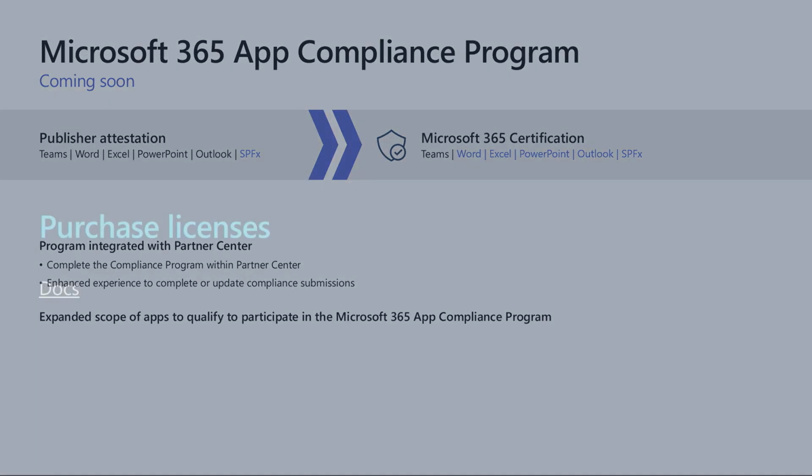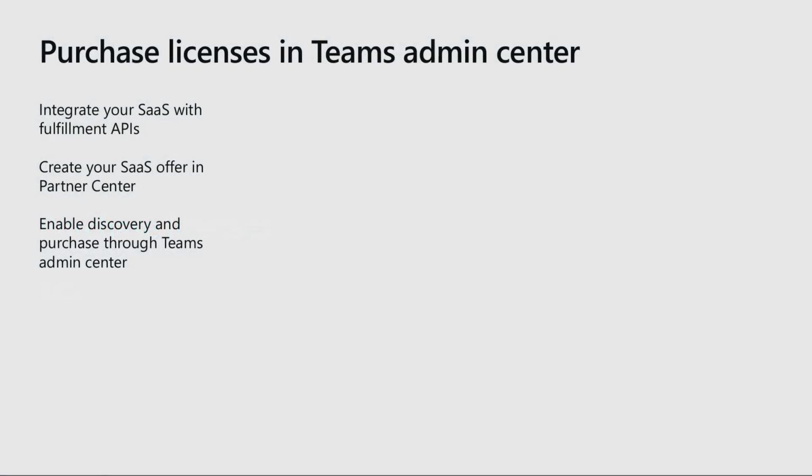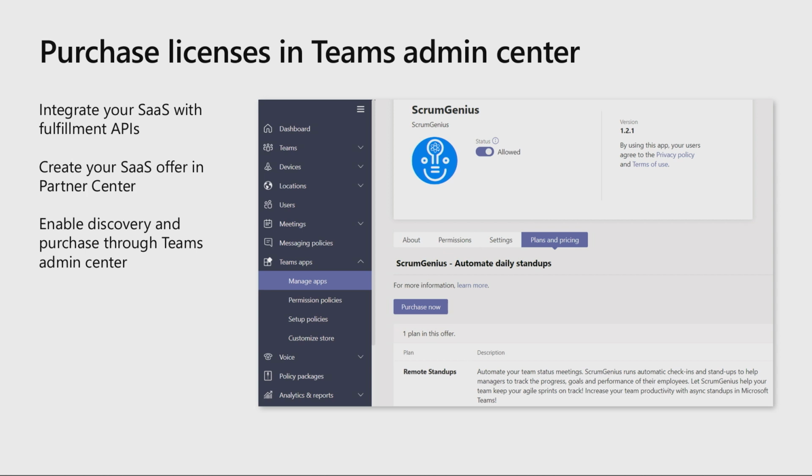Now let's look at the next topic on purchase licenses, on how our customers can easily purchase licenses now within Teams Admin Center. So we have been working closely with our developer ecosystem to integrate their software as a service, their SaaS offers with the fulfillment API, and how they can easily create those SaaS offers in Partner Center. To take the journey forward, now we have provided the capability in Teams Admin Center, so IT admins can easily purchase licenses of those different third-party apps in Teams Admin Center.